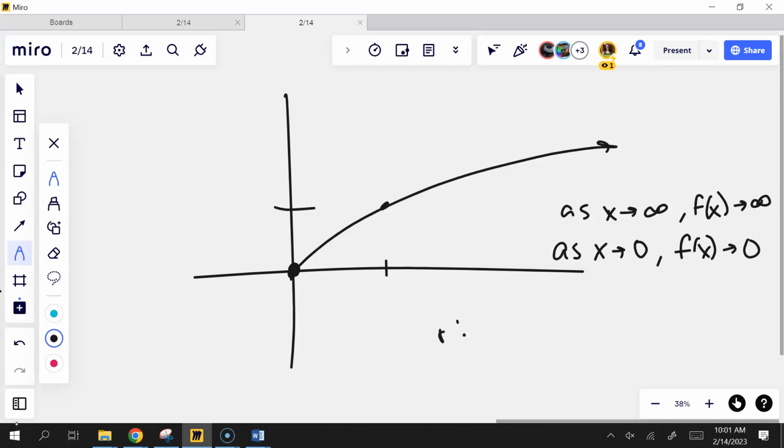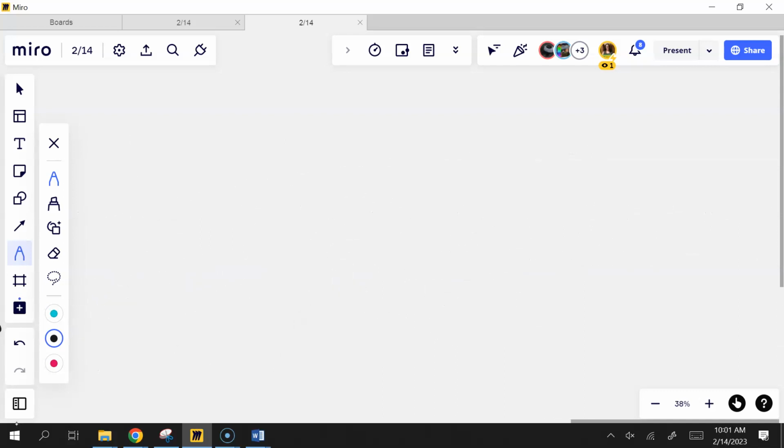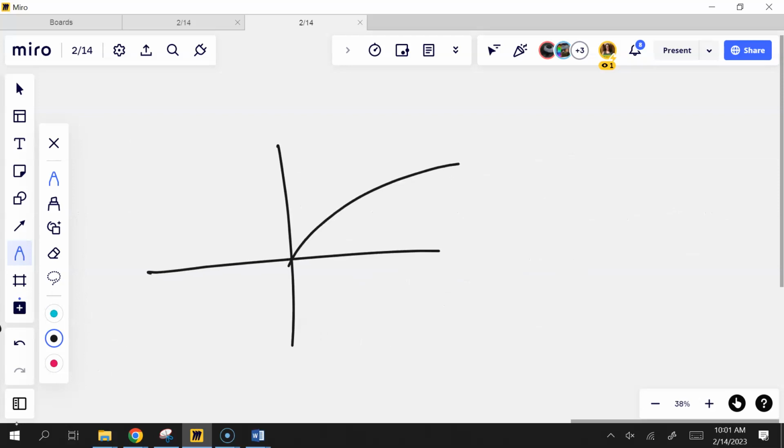The range here would be from 0 to infinity. Domain's the same thing. So left to right, the furthest left it goes is 0. The furthest down it goes is 0. Yeah. Cubed root, which looks like this.